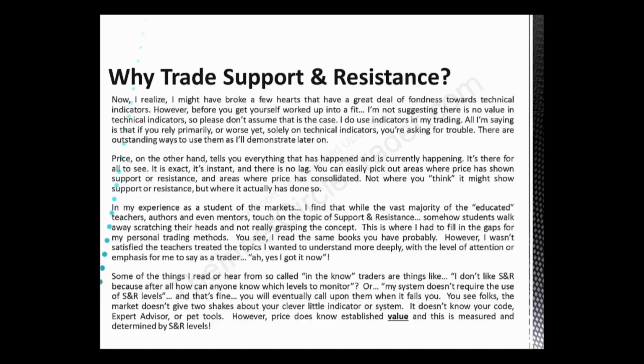Now, there will be much more in terms of dynamic support and resistance later on when I start talking about the Inner Circle Trader Market Maker collection, when I start giving out some of the higher level price studies and how to look inside price action.